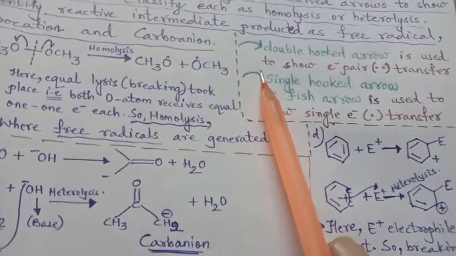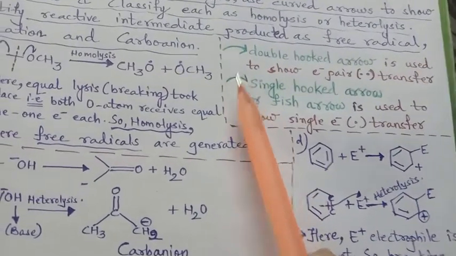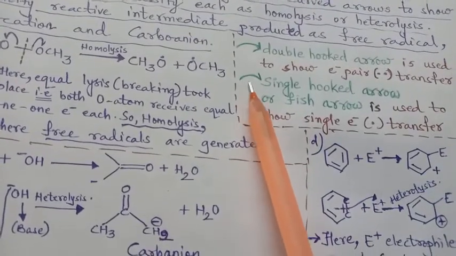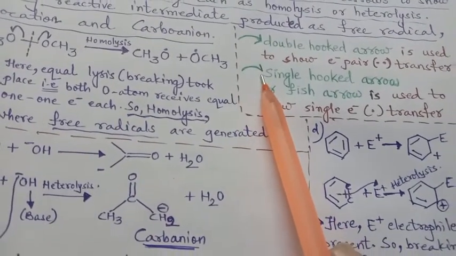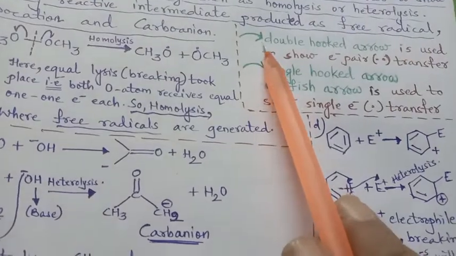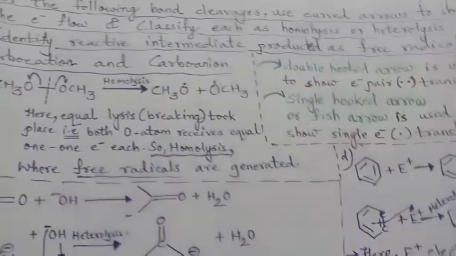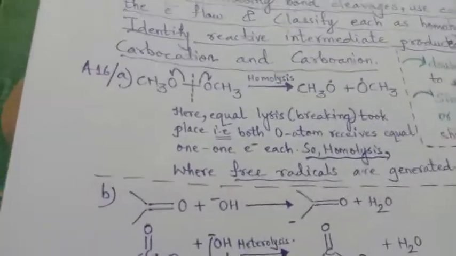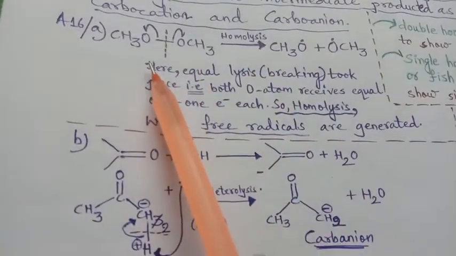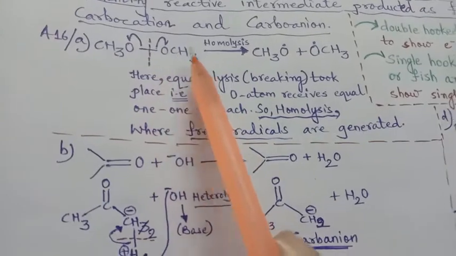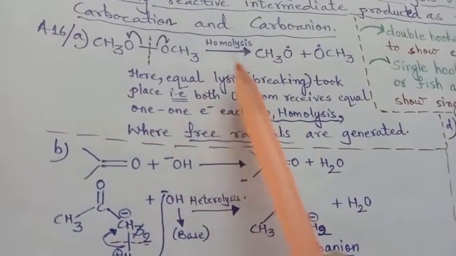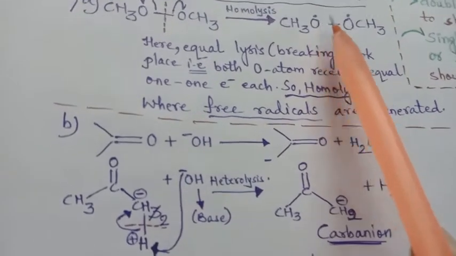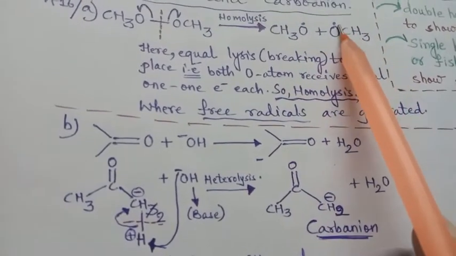So when free radical transfer takes place, and it takes place in homolysis, homolytic cleavage, at that time we need to use the fish-hooked arrow, and in heterolysis we use the double hooked arrow. Now let us see the first one here, CH3O-OCH3, which gives CH3O dot plus OCH3 dot.